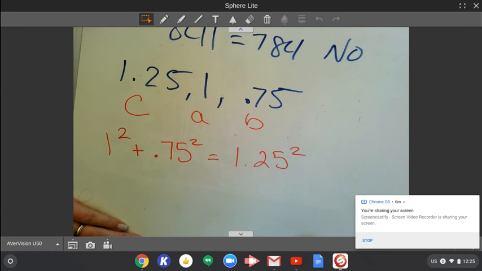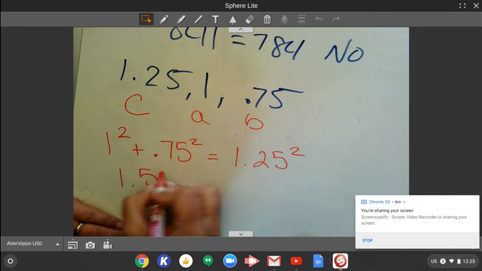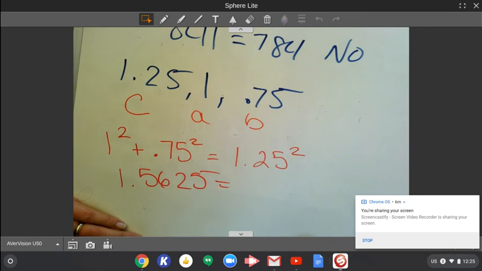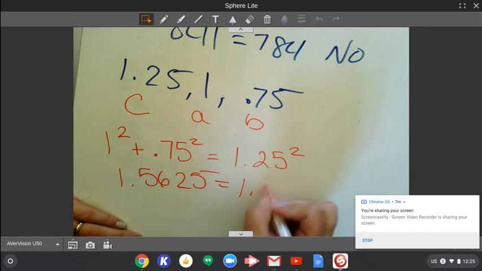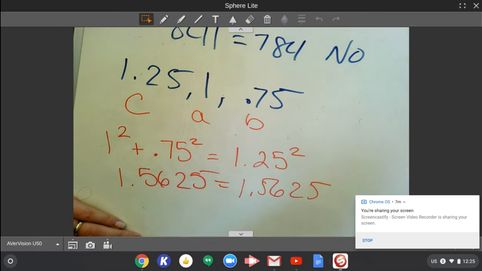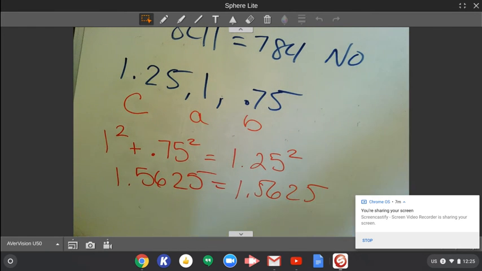Calculator. 1 squared is obviously 1. 0.75 squared is 0.5625, so we got 1.5625, and I'm going to put in 1.25 squared. These are going to equal the same thing. Okay. They are equivalent. So therefore, yes, it is a right triangle.